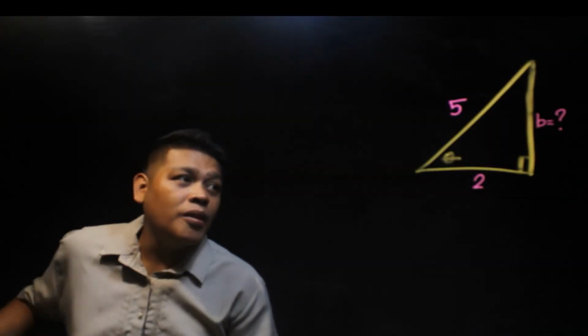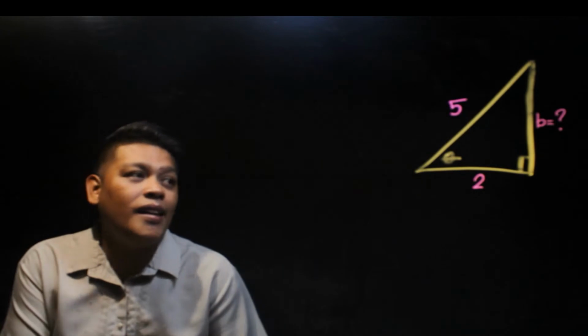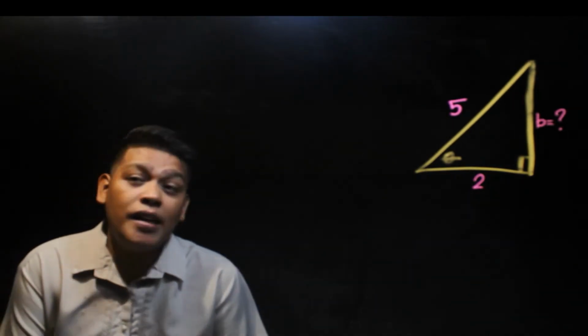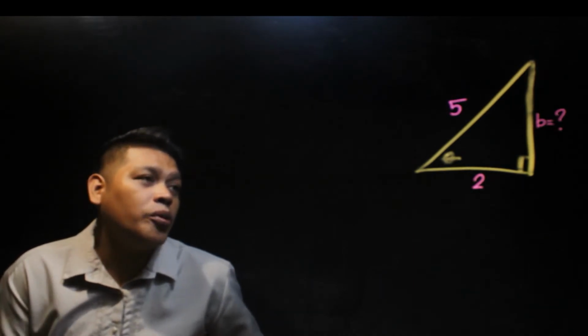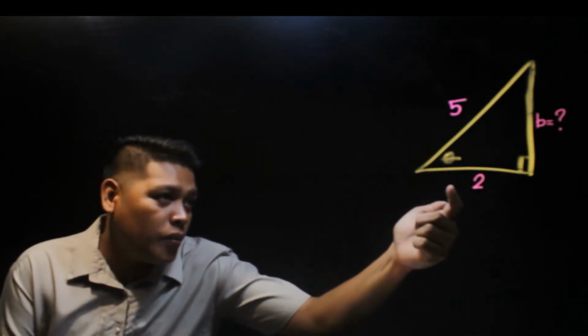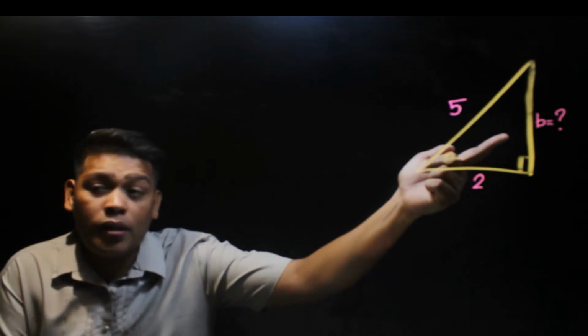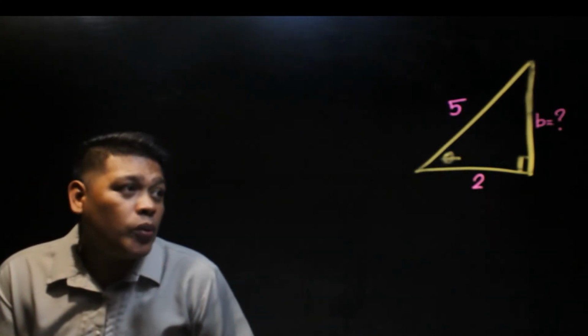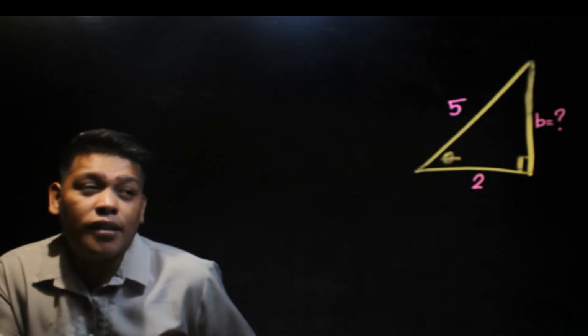Next we will have an example and we will find the 6 trigonometric ratios. Referring to this triangle, first we need to find the unknown side. The hypotenuse is 5, one side is 2, and we are looking for B. So we need to use the Pythagorean theorem.